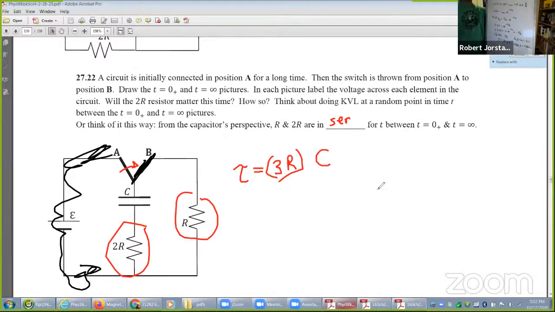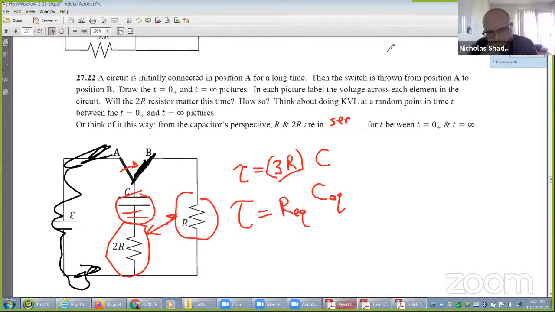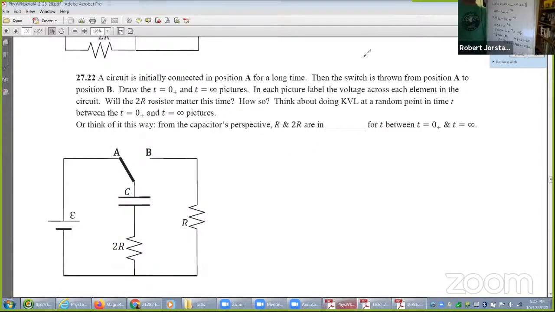You could actually do the same thing with equivalent capacitance as well. So if you had 2 capacitors in series, like if I stuck another capacitor in here, you could first combine these with equivalent capacitor circuits, then you could combine these, and tau in general is R_EQ C_EQ. Does that address your question, Nick? Yep. All right, cool.